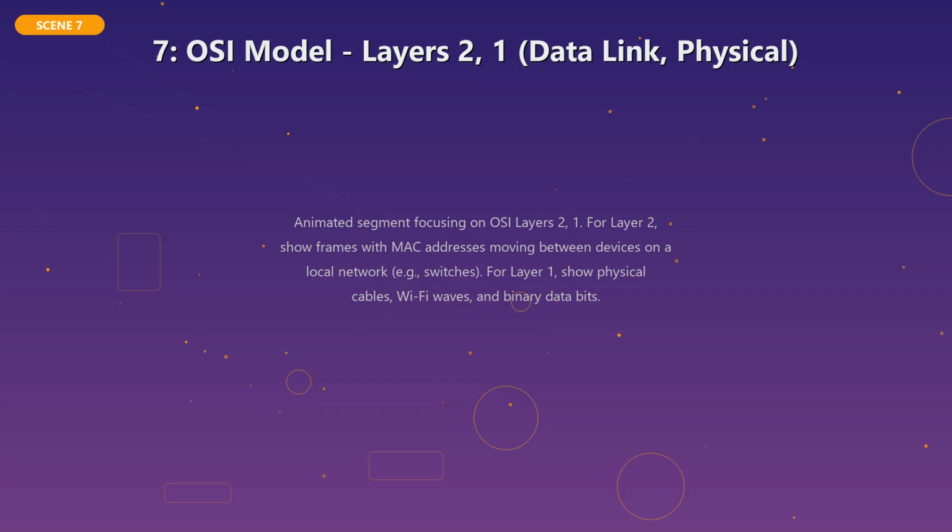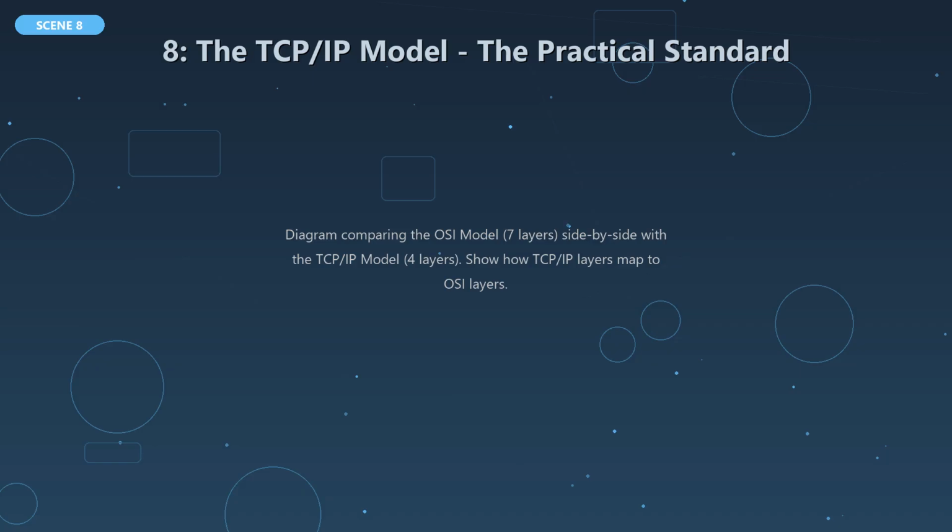Together, these layers complete the journey of data, from your application down to the physical wire, and back up again on the other side. While the OSI model is a fantastic theoretical framework, the Internet, as we know it today, primarily runs on the TCP/IP model.